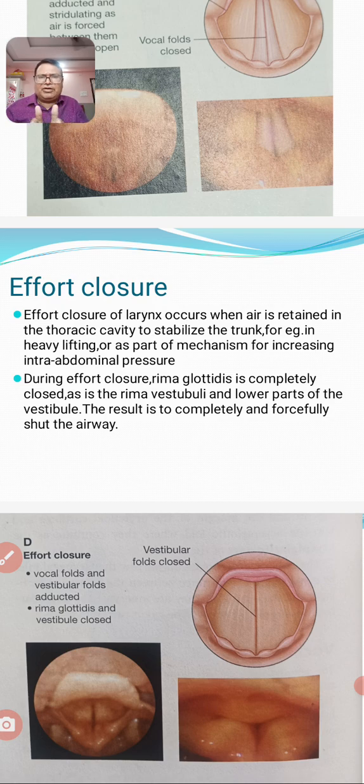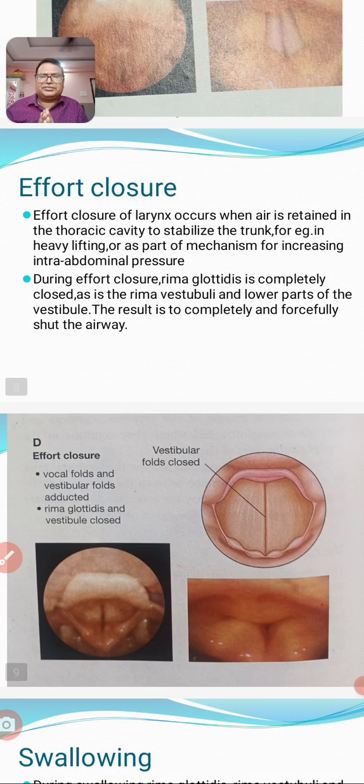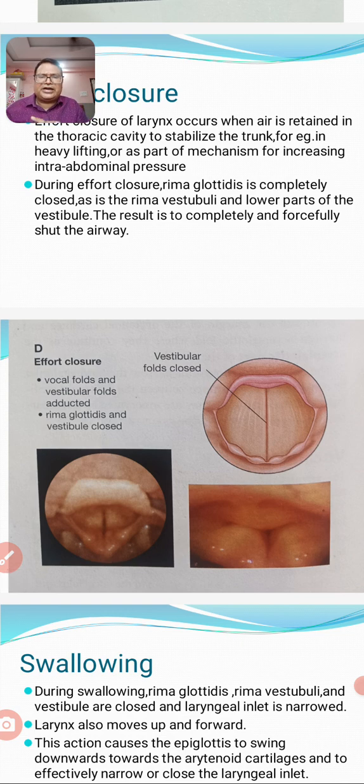the rima glottis is completely closed, as are the rima vestibuli and the lower part of the vestibule. The vestibule is closed, the rima vestibuli is closed, and the rima glottis is completely closed. The result is to completely and forcefully shut the airway.